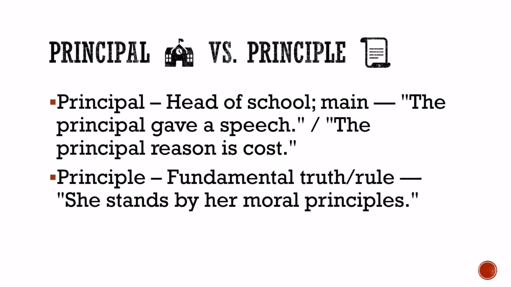The next pair is principal versus principle. The first principal means head of a school or main. It's used as a noun or sometimes as an adjective. For example, the principal gave a speech. In this sentence, principal is used as a noun. But in the second example, the principal reason is cost. In this example, principal is used as an adjective. But the second principle is used as a noun, and it has a different meaning. It means fundamental truth or rule. For example, she stands by her moral principles.